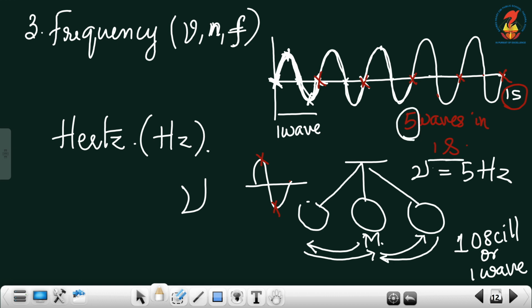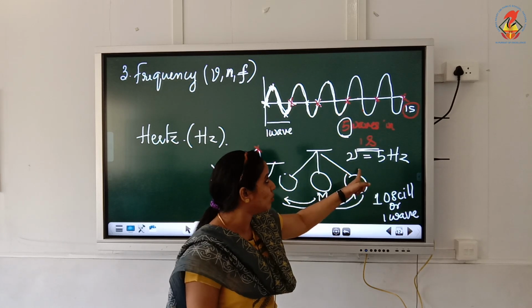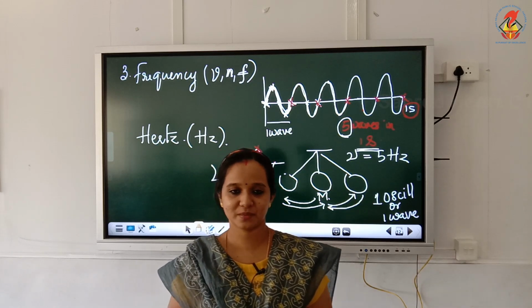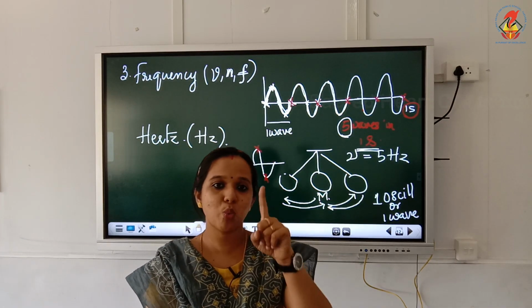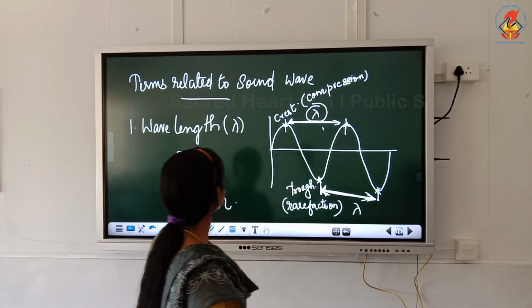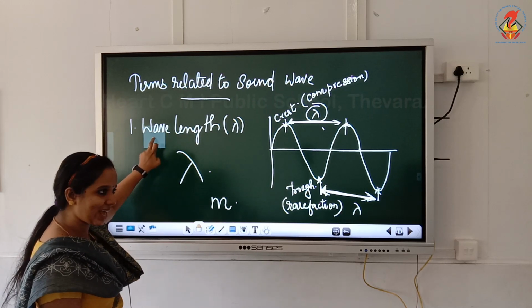The number of waves in 1 second is the frequency, and it is represented by the letter nu, and here the frequency is 5 hertz. So, it is the number of waves in 1 second. The 3 important terms related to a sound wave are, first one is wavelength.